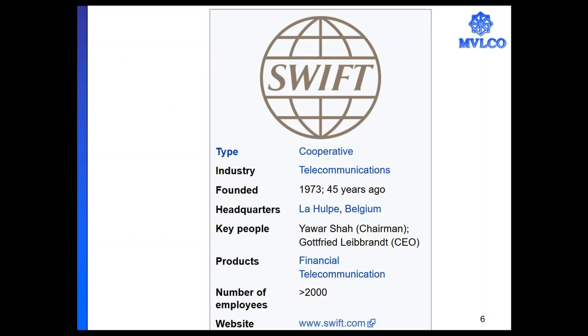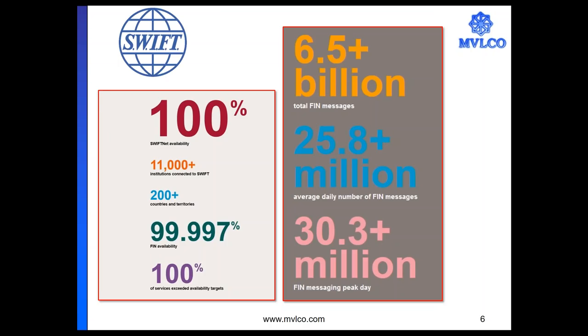SWIFT messaging services are trusted and used by more than 11,000 financial institutions across the globe, and they are there in more than 200 countries. In May 1973, 239 banks from 15 countries came together and decided to build a common messaging system. And in May 1977, the messaging system which you see today clicked into life. Six months later, they had more than 518 members. Today, they have more than 11,000 members. They are spread across 200 plus countries.